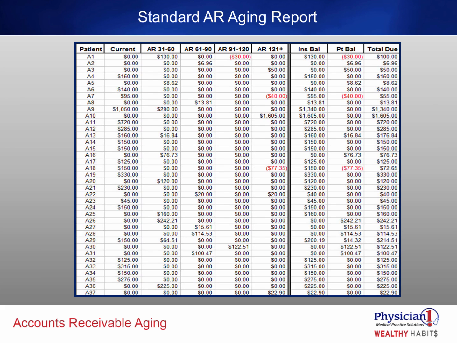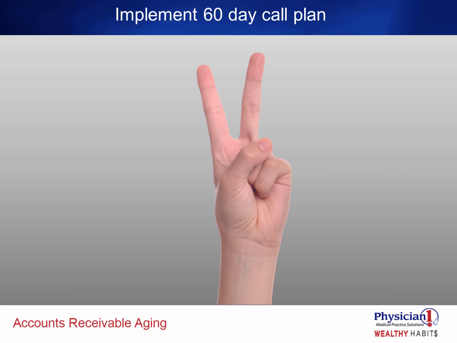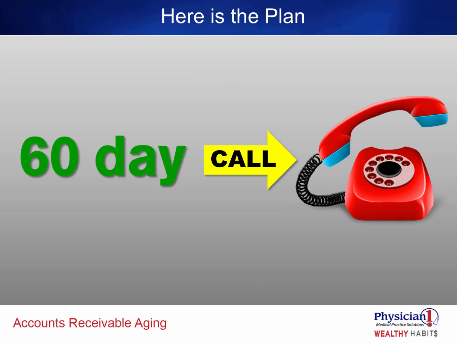Well, the aging report is a standard report in all practice management systems. Try to learn how to access and print this report yourself, especially if you suspect a problem in the office. The question is, how do you get and maintain a good AR, a wealthy habits AR? You do this by implementing step 2, which is establishing a 60-day call cycle.